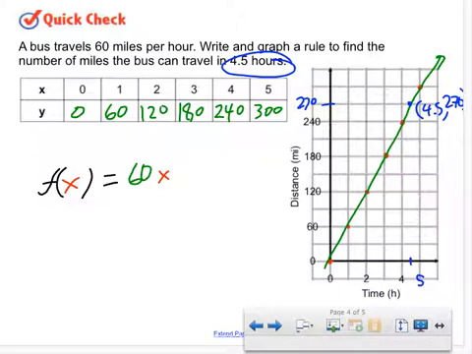Okay. All right. Any questions? So you see how we can predict different outputs using the graph. Got it? Okay. Almost done.